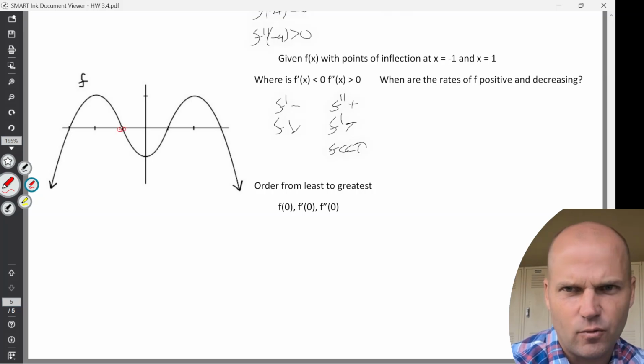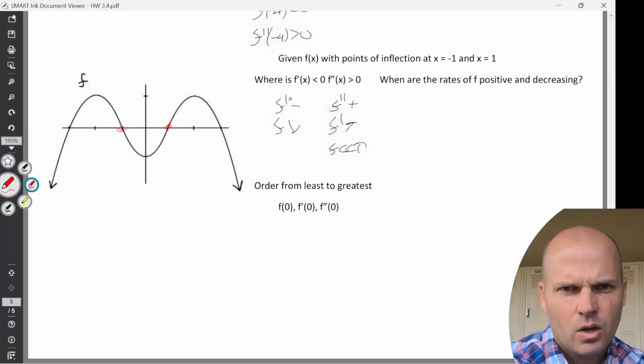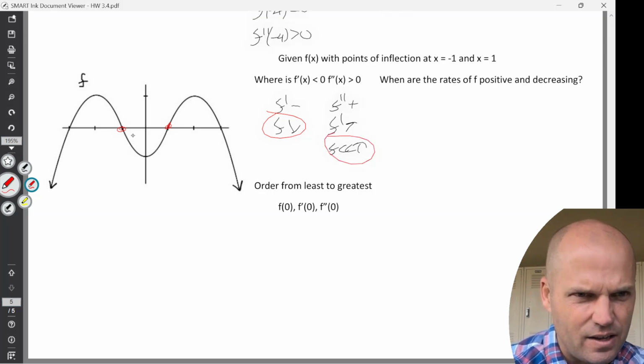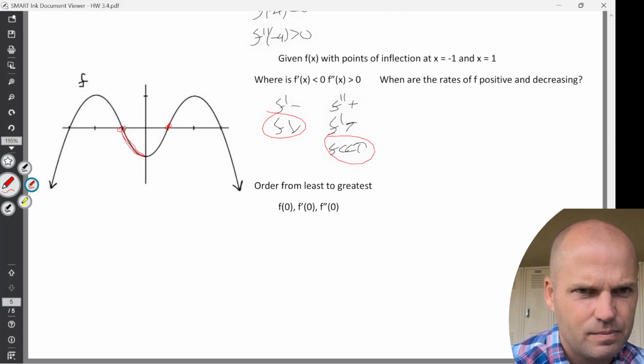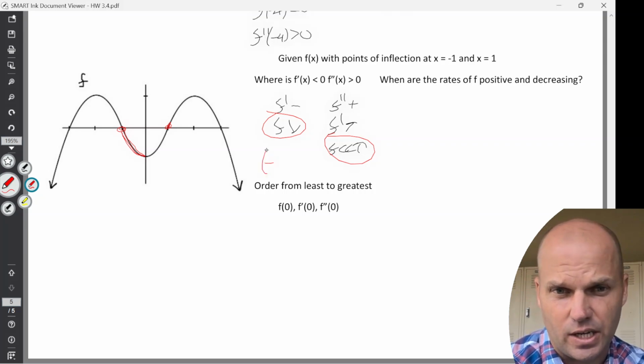Points of inflection at -1 and 1. When is f going down, concave up is the translation of that. Here's going down, concave up. Concave down, concave up, concave down. So -1 to 0 again.